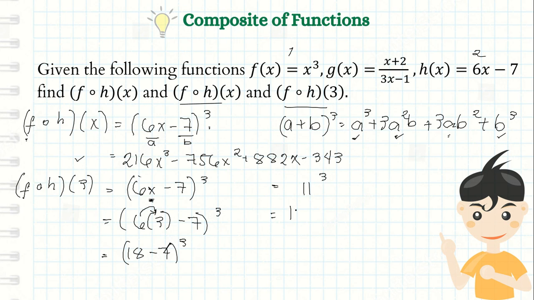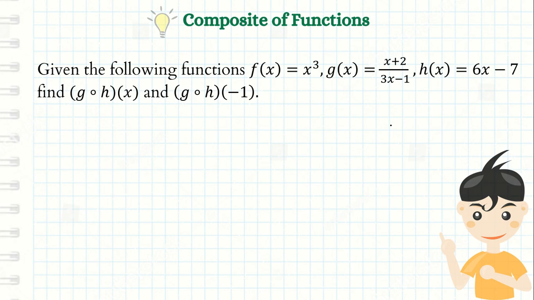1,331 po. Okay, so we will be having 1,331 as the answer if the value of x is 3. I think I showed you last time, I think last Tuesday, how to do this if we substitute here instead. Okay, and I think it's just the same answer, which is 1,331. So ganun lang po yung composition of function. Okay, another one.